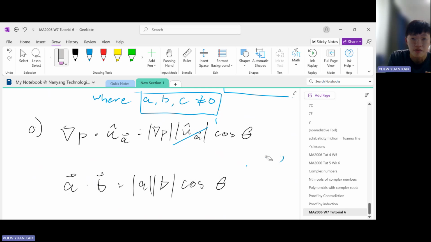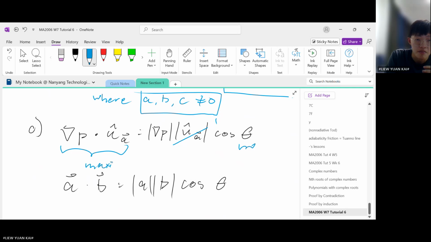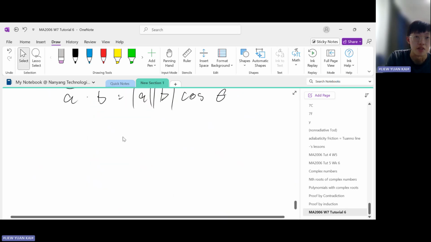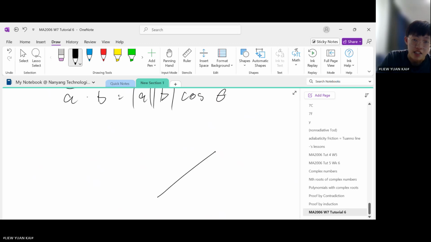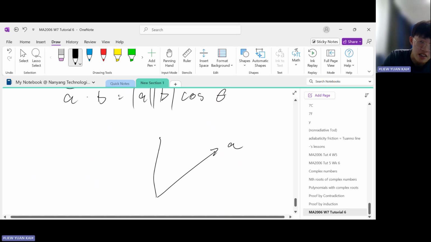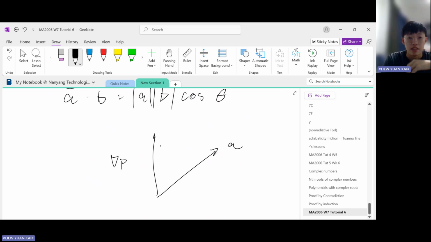Now another unknown we need to find is this theta. What is the value of theta such that this dot product is maximum? Remember what I said just now? Dot product means projection, right? So this is A, and this is nabla P. You see, this is theta.